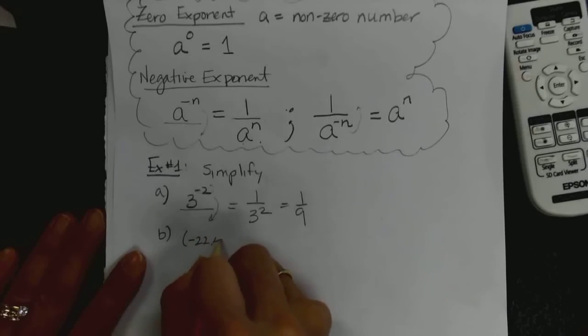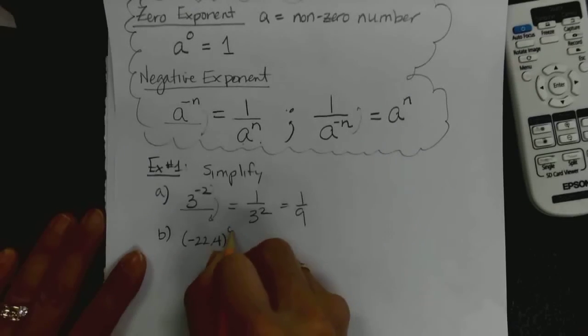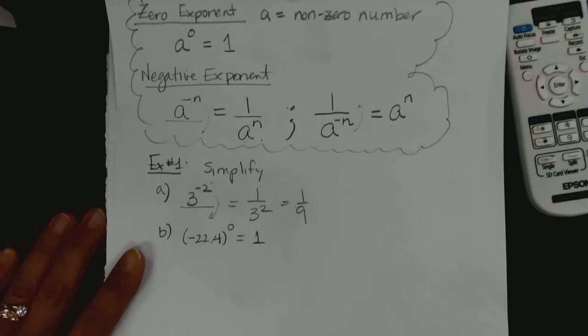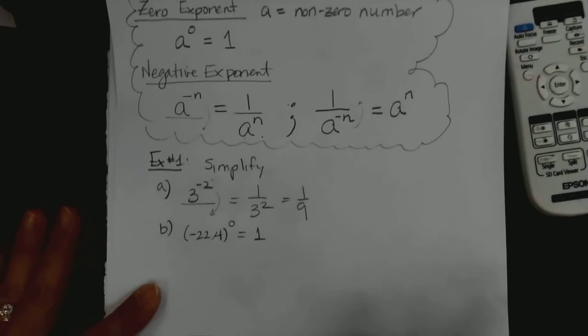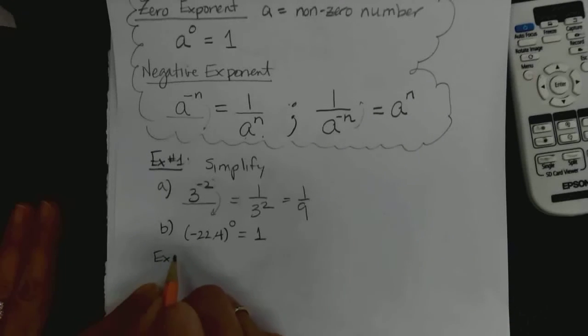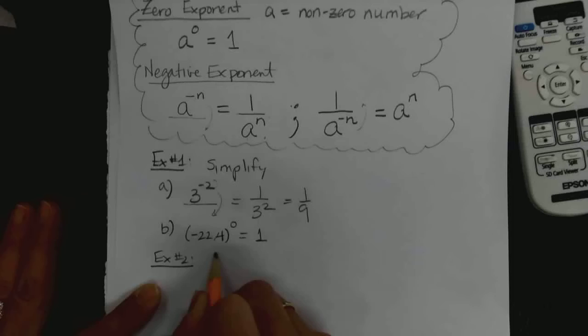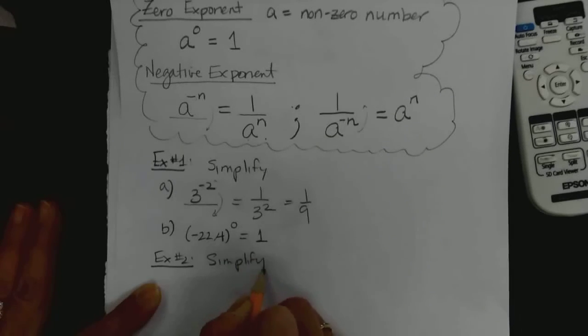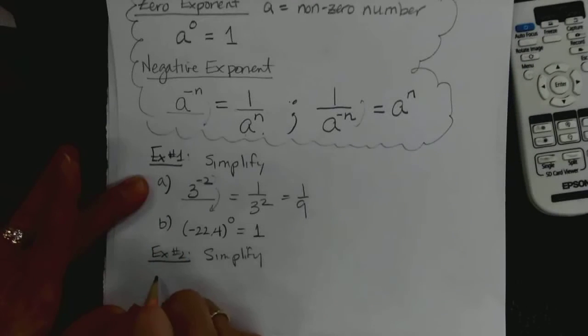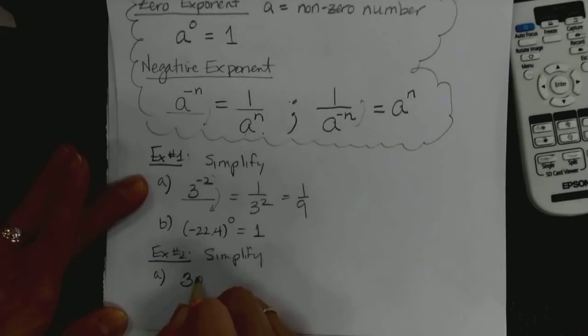What is negative 2.4 to the 0 power? 1. Because it doesn't matter what the number is, anything to the 0 power is 1. So that's easy, right? Okay? Any questions so far? Okay. Now let me pick another one. I'm going to simplify. Let's pick 3 times a times b to the negative second.